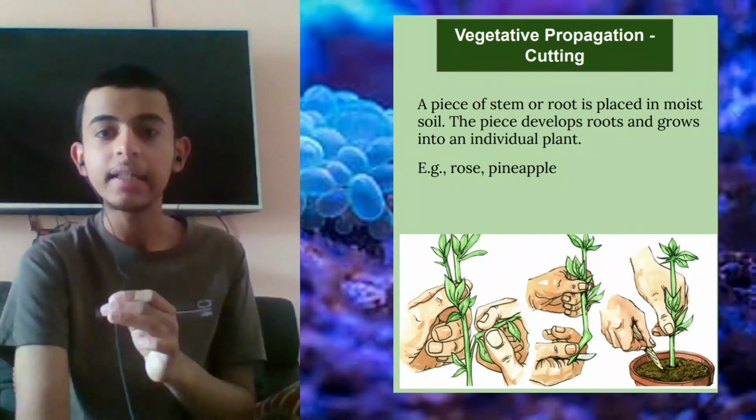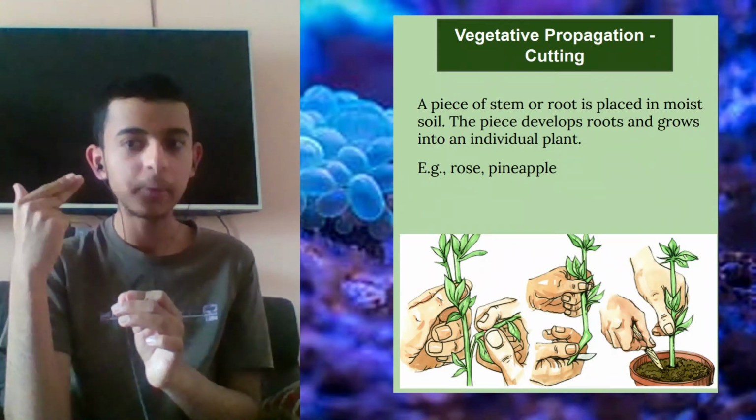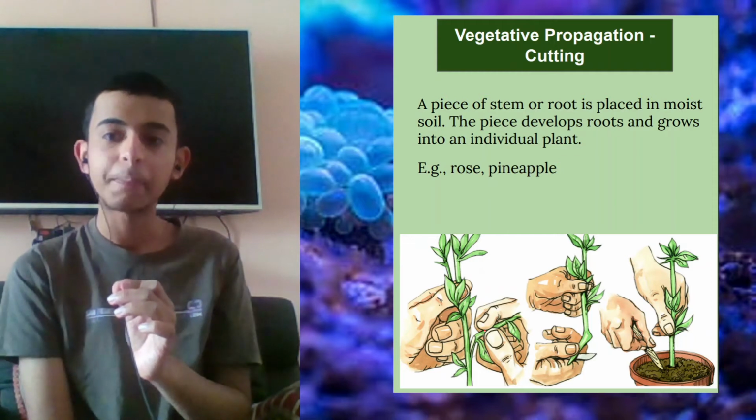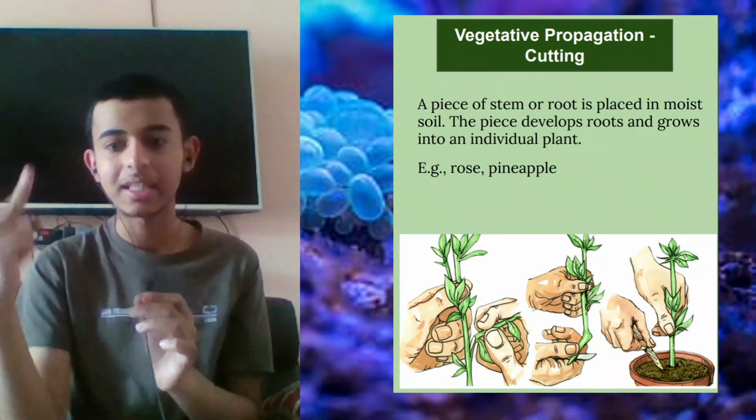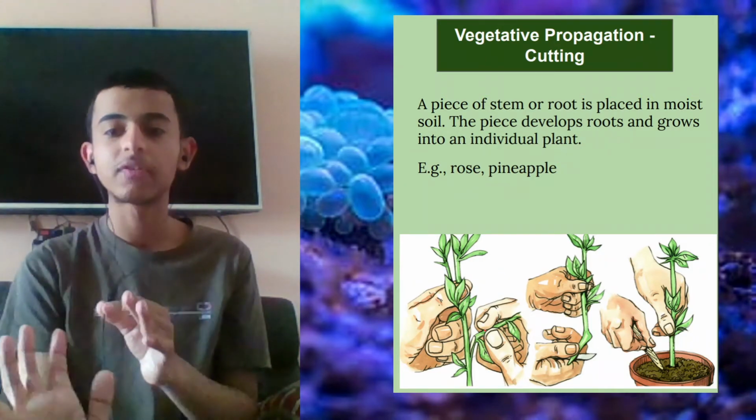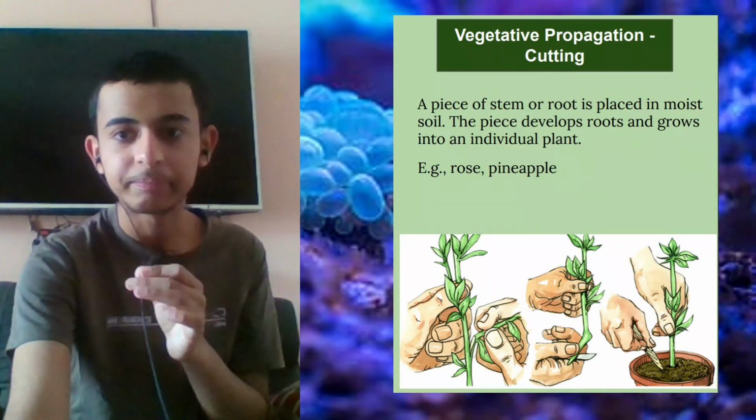Then we have cutting, where a piece of stem or root is placed in moist soil. The piece develops roots and grows into an individual plant. Then we cut that part and it grows. For example, rose and pineapple.